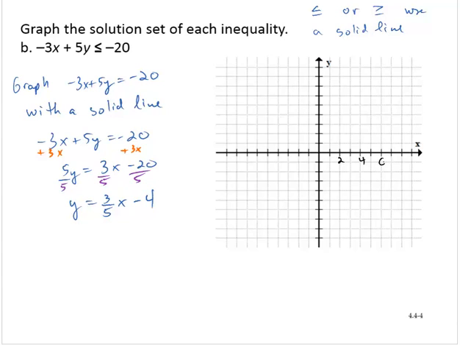Put some scale on the axes. Plot the y-intercept at 0, negative 4. And the slope is 3/5, so let the line rise 3 and run 5. Rise 3 and run 5. And I will draw this with a solid line.